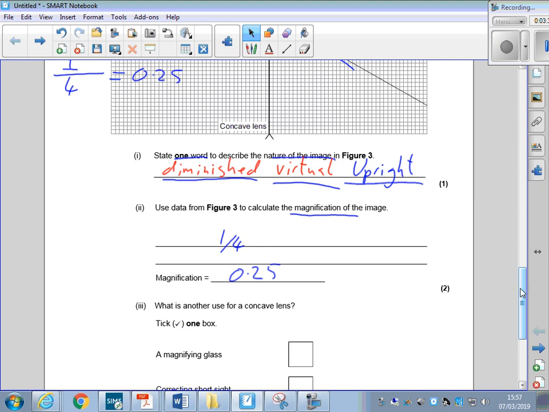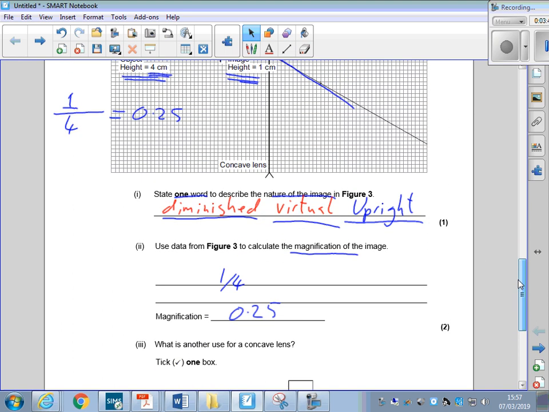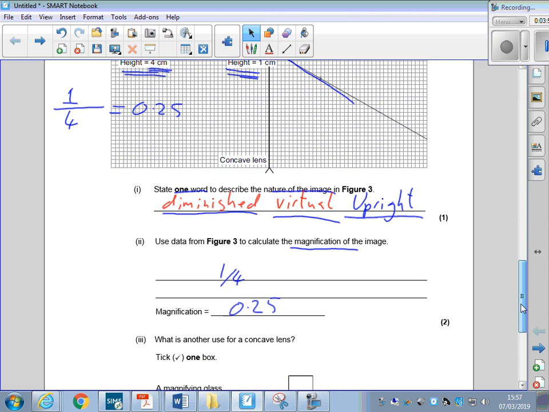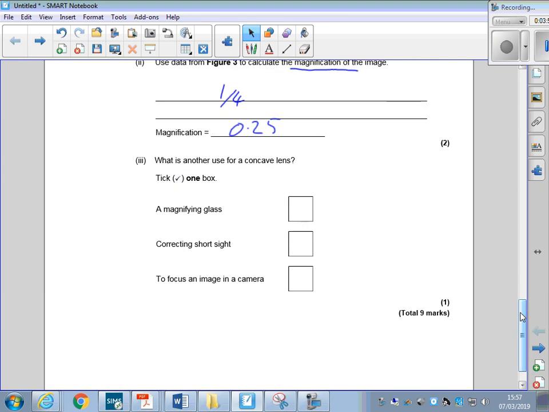It will look smaller than it actually is, which, if you notice, they talk about this being in a security spy hole. So it's one of those peepholes in a door where you look through the door and you get a very wide angle of view, but everything looks smaller. They sometimes call it a fisheye lens.